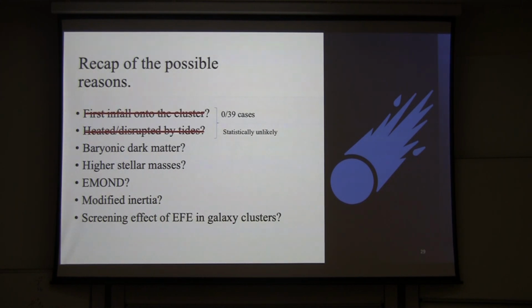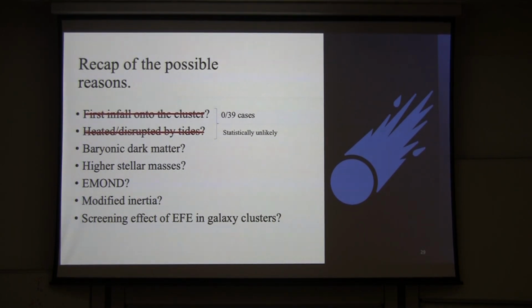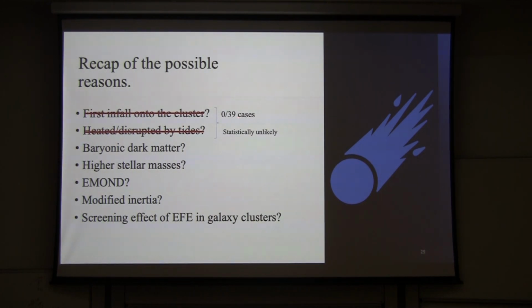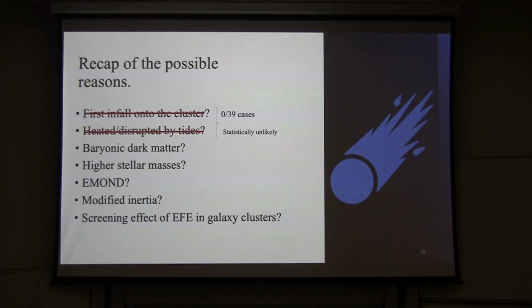Now, heated and disrupted by tides, again this relates to the same point, that they need to undergo one pericentric passage and then undergo disruption, but their parameters do not match what the observations show. So 0 out of 39 cases show this isolated MOND behavior whilst maintaining realistic parameters like Sersic index and effective radii. Statistically, this is very unlikely, at least in 39 simulations. So these two points can be ruled out, in my opinion, from the simulations.